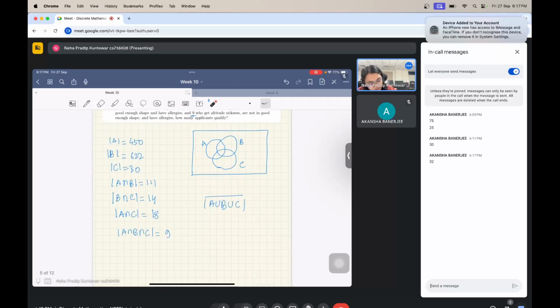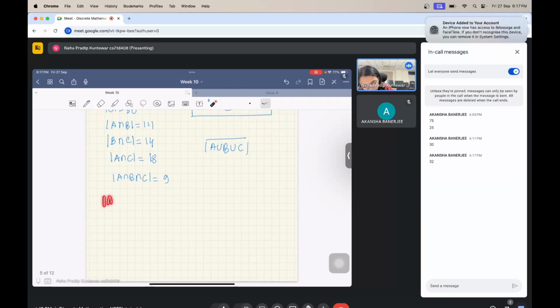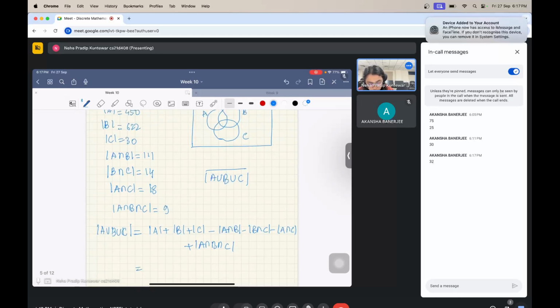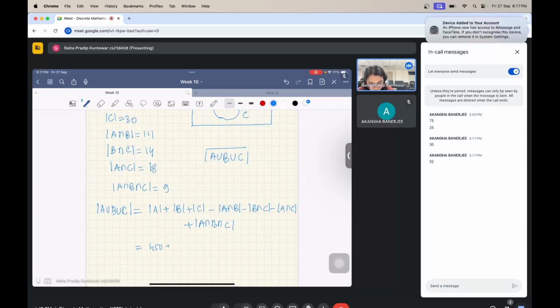Okay, that was quick. So let's find out what is A union B union C. Like we wrote earlier, this is cardinality of A plus cardinality of B plus cardinality of C minus A intersection B minus B intersection C minus A intersection C plus A intersection B intersection C. If you plug in the values, this is 450 plus 622 plus 30 minus 111 minus 14 minus 18 plus 9.